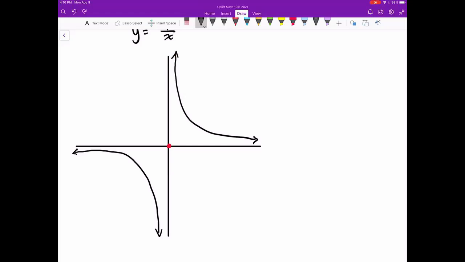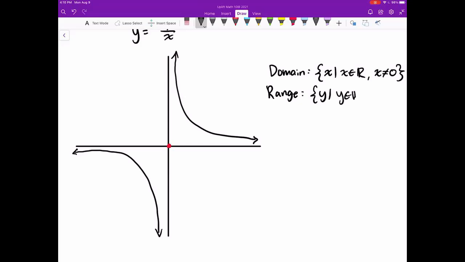Do you want to describe the notation we use? Okay, for the domain, we do the set notation again, and here we say x, where x is an element of the reals, but x can't equal 0. So x does not equal 0, and that will be the domain. And for the range, it will be y, where y is an element of the reals, but y is not 0.